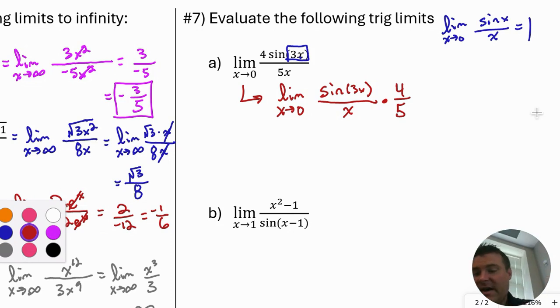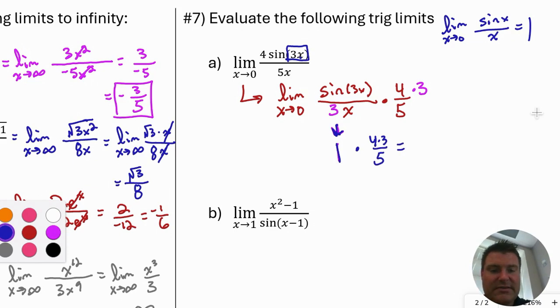So now I need to make sure that there is a 3x on the bottom so that my argument inside the sine matches the denominator. In order for that 3 to go down there, I have to actually multiply the top by 3 to make this symmetric. So now I have sine of 3x over 3x, and this is equivalent to 1. This is equivalent to 1 times 4 times 3 over 5, and that's going to give me an answer of 12/5.